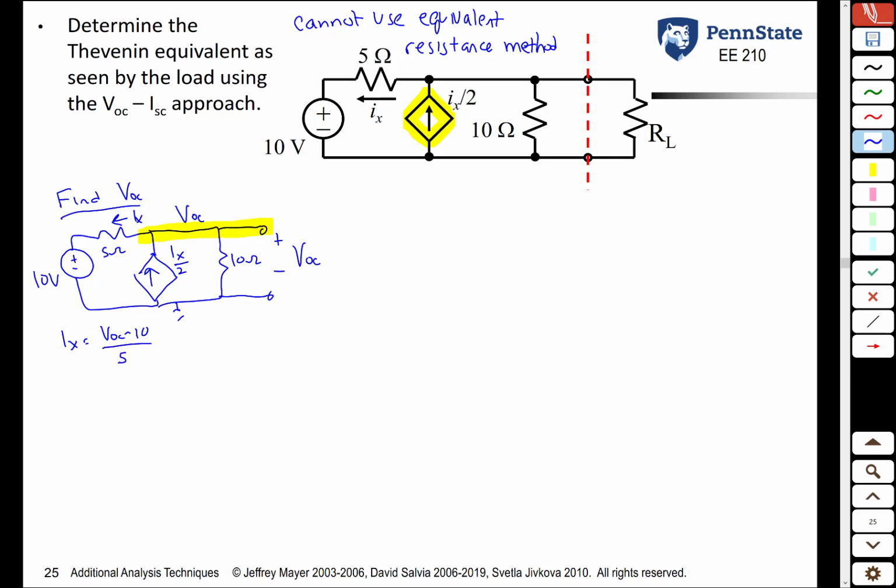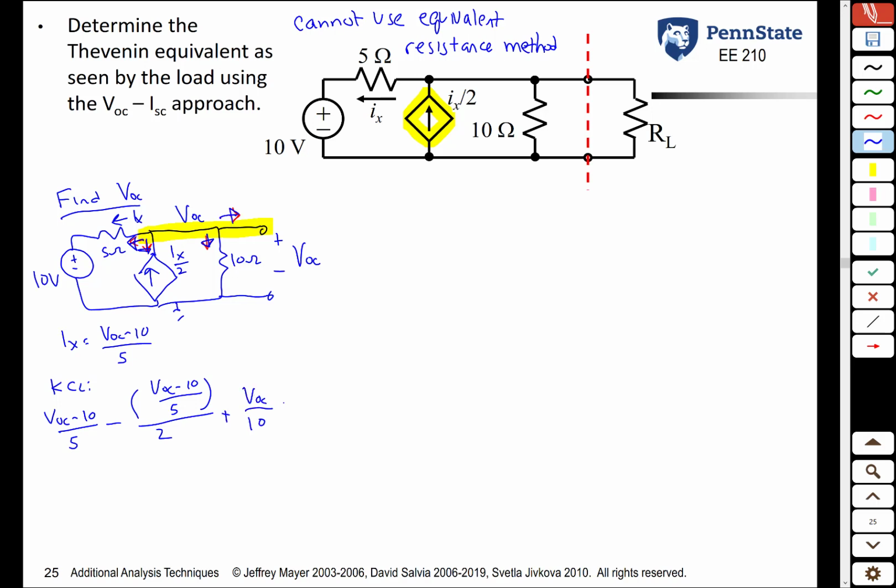Then we do KCL at this top node here. That current plus that current plus that current plus that current is equal to 0. So doing KCL, the current to the left is VOC minus 10 over 5. Current going down here is negative Ix over 2. So it's minus Ix, which we have up above, is VOC minus 10 over 5, all of that over 2. This current is VOC over 10.